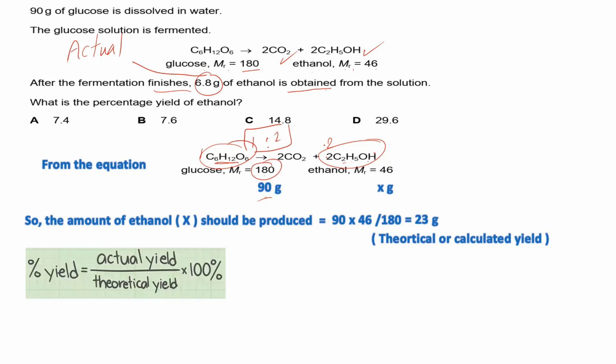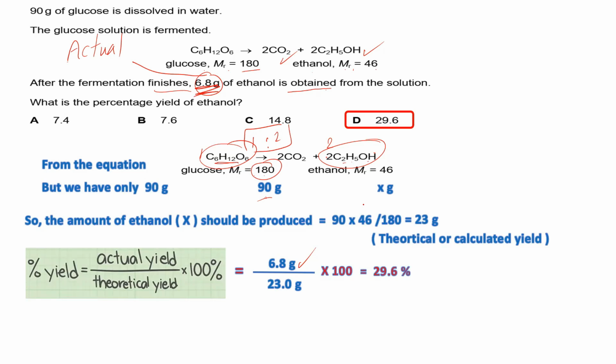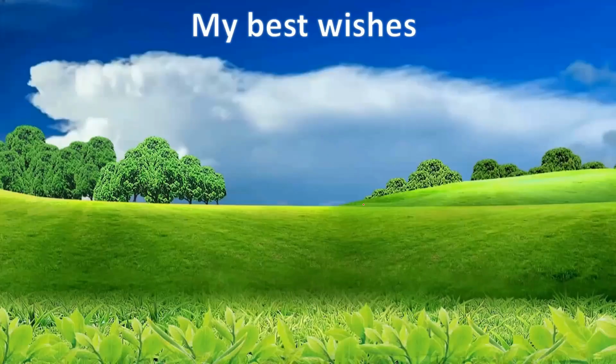Now percentage yield equals actual over theoretical times 100. Substituting, 6.8 gram obtained over 23 times 100 equals 29.6%. So the correct answer is D. Okay. Thank you.